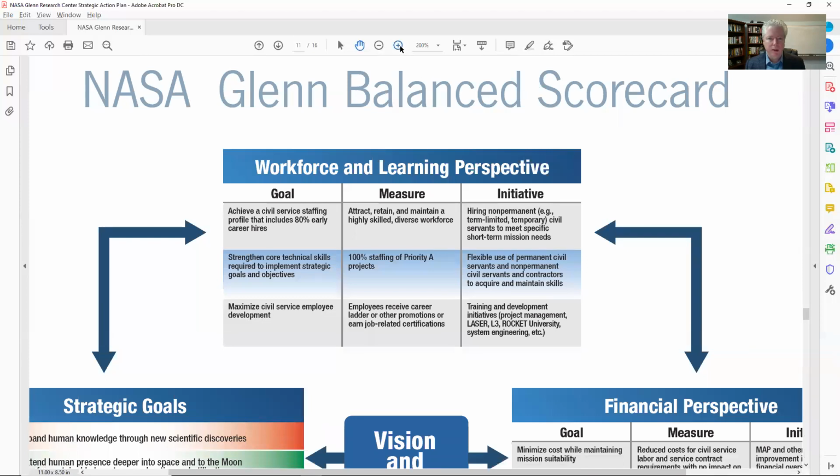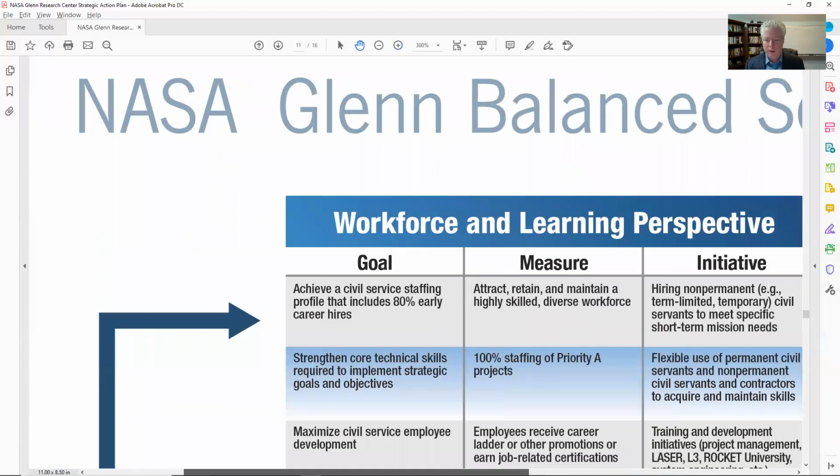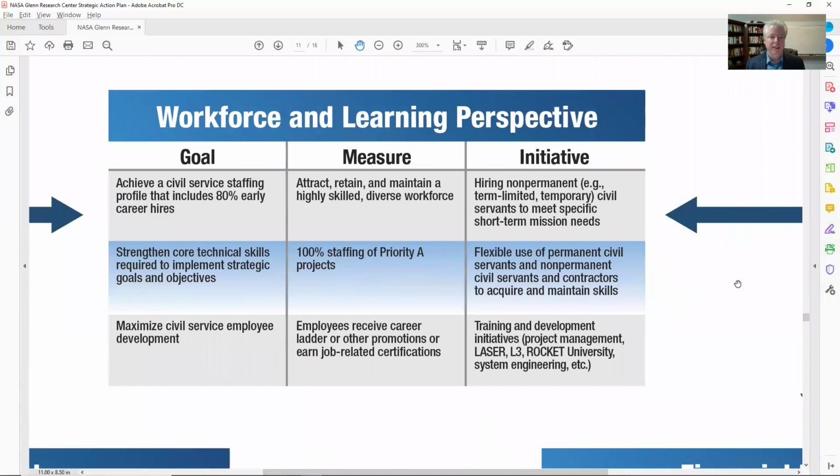Okay, might even go in a little bit more, sorry. Just make it really easy to read. So at the top, we had goals. So I'm just looking, achieve civil service staffing profiles that include 80% early hire rates. So they have a goal that they're trying to achieve and the way they're going to measure it.